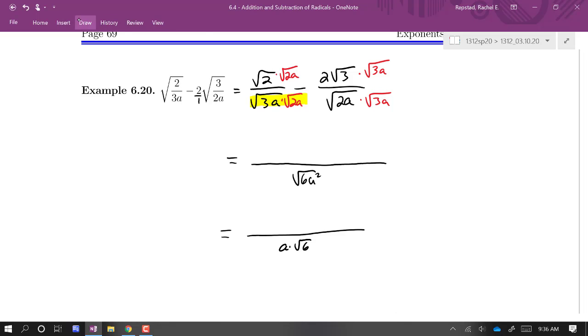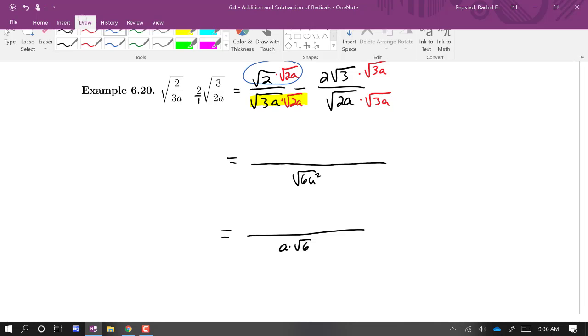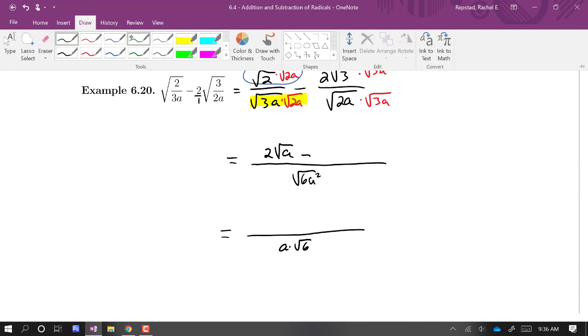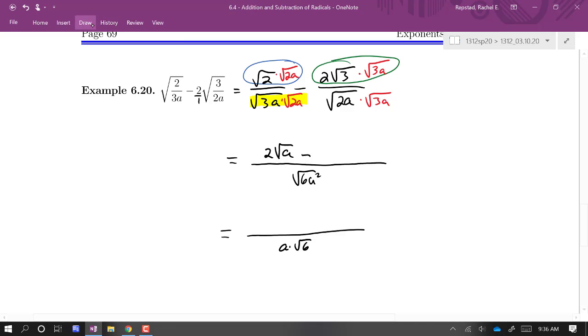Up top, we've got... Oh, let's see. This first product, what does that simplify to? 2 square root of a, yeah, because we have two factors of 2 in there. So 2 root a minus, and now what about this guy over here? 6 root a, yeah. So we have 2 root a minus 6 root a on top. That's negative 4 root a.